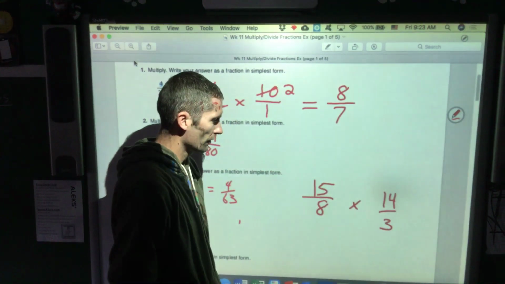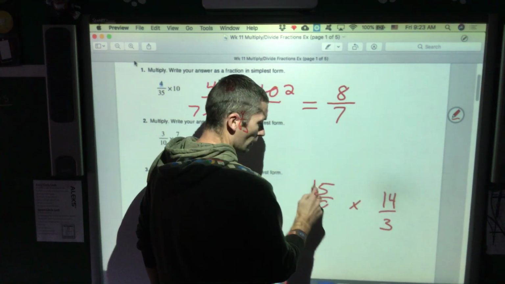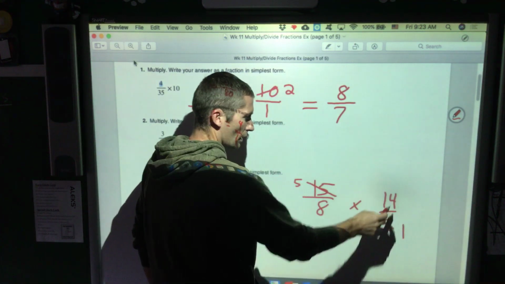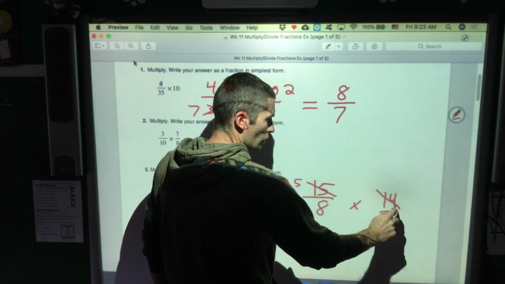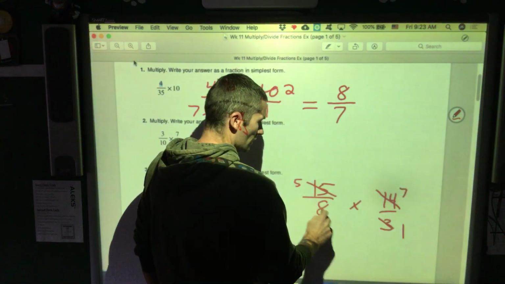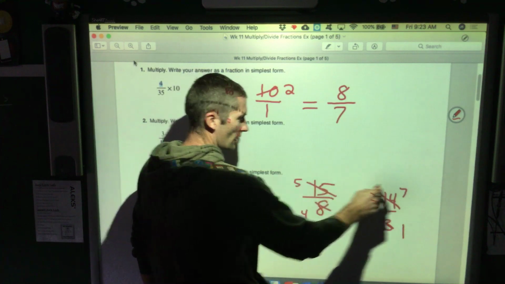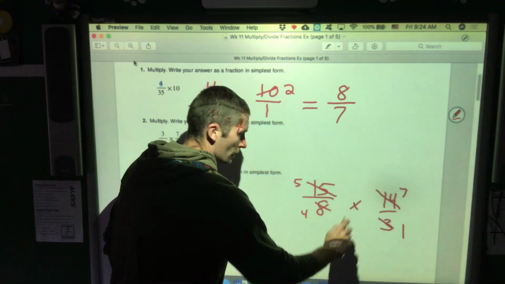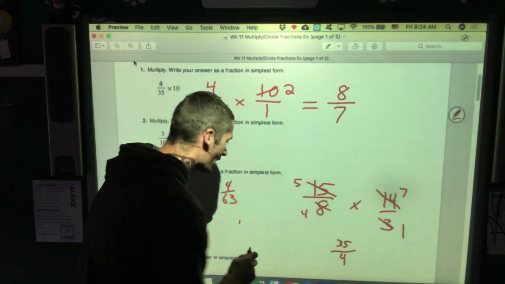Okay, let's see if we can simplify first. 15 and 3, we can divide both those by 3. That leaves us with 5, 1. 14 and 8 are both even, so we can divide both those by 2. That gives you 7 and 4. That's it. So 5 times 7 is 35. 4 times 1 is 4. So my answer is 35/4 as an improper fraction.